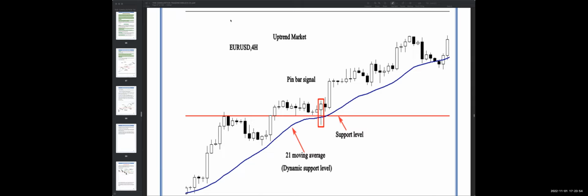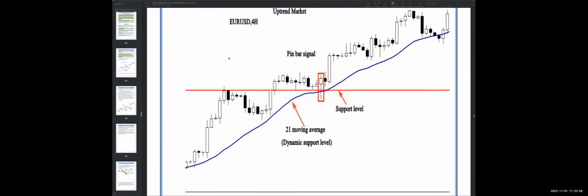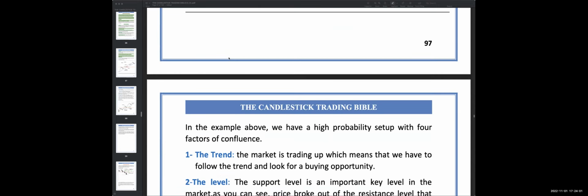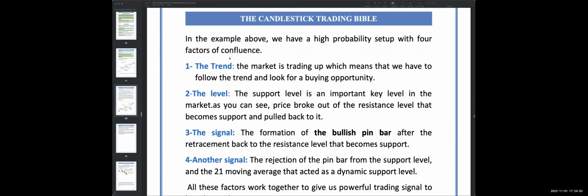Okay, this is more like mentorship stuff. You're just getting it for free, guys. So please make sure of this information and apply it on anything you trade. It's not limited to currencies. You see here, we're talking about currencies, but the examples I'm showing you are on volatility indices. As long as your chart has candlesticks, same thing. Apply the same knowledge, same information.